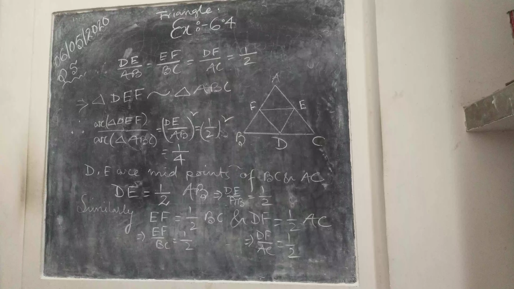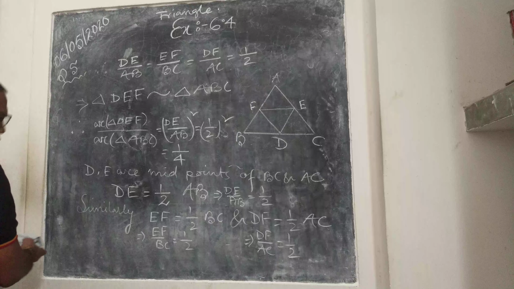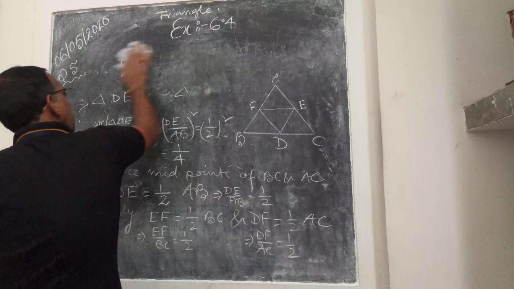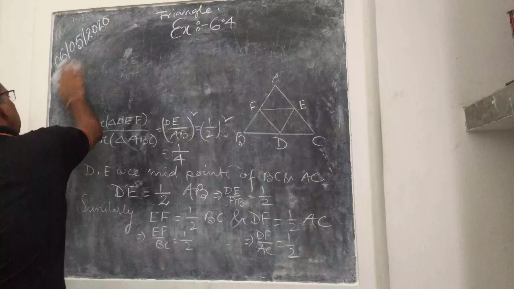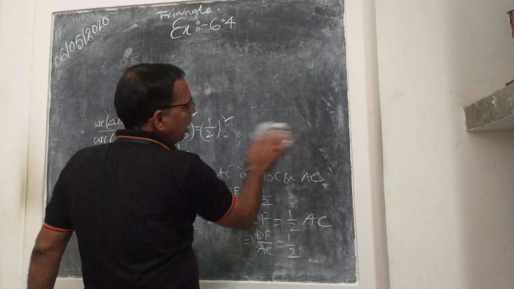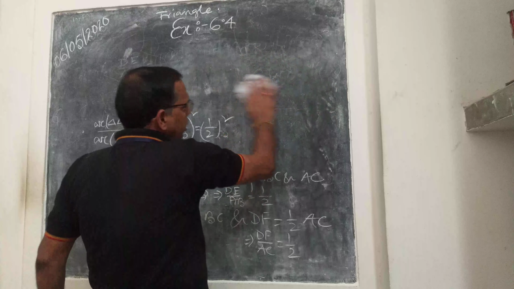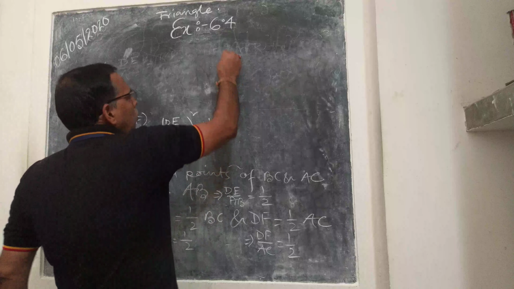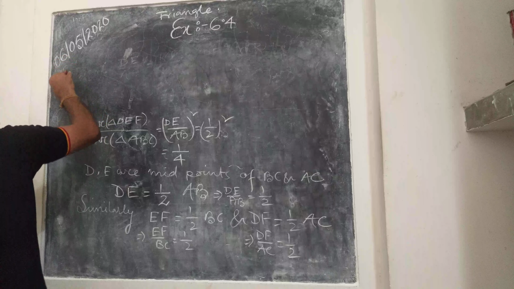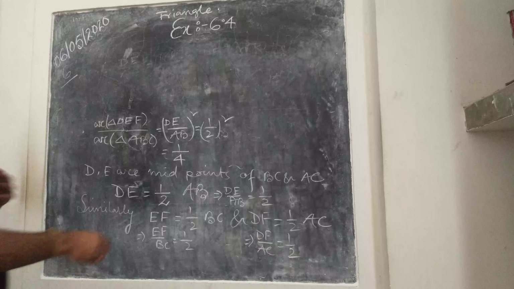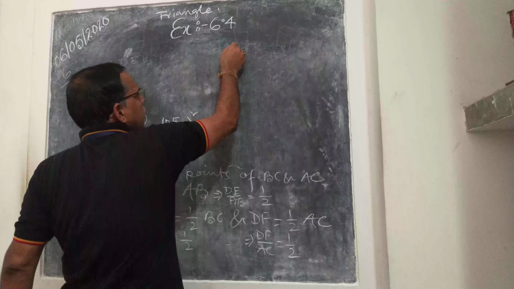Question number 6. Last day during that theorem I told you it may be the side, the square of the side, it may be the altitude, it may be the median. And this is question number 6. They are asking about the median. We have to prove that for the median. Okay?